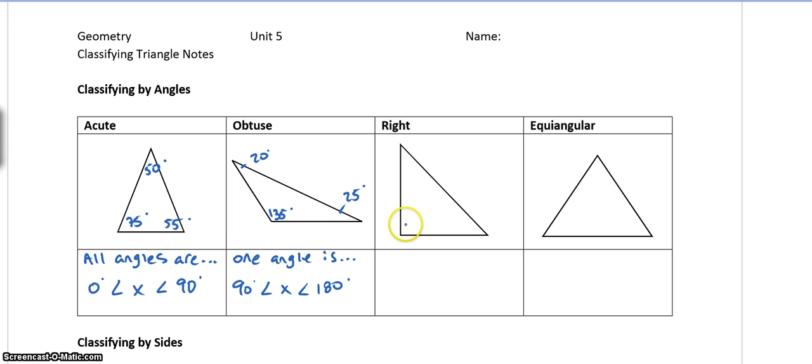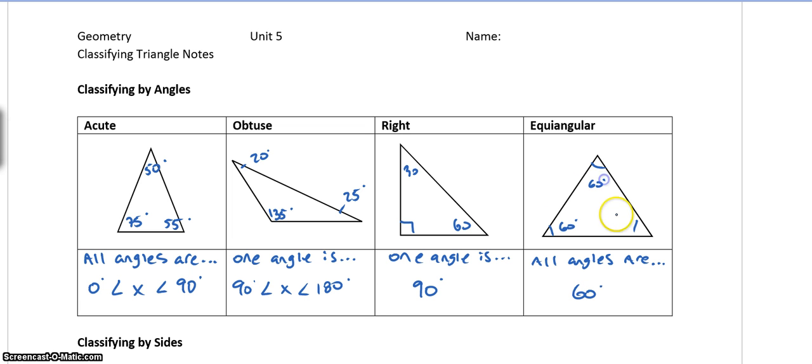A right triangle, you need one right angle. So one angle measures 90 degrees, and the other two can be whatever, as long as it adds to 180. And in an equiangular triangle, all the angles are congruent. Now, in order for them to all equal 180 and be congruent, all the angles have to be 60 degrees. So in an equiangular triangle, they are all 60 degrees.